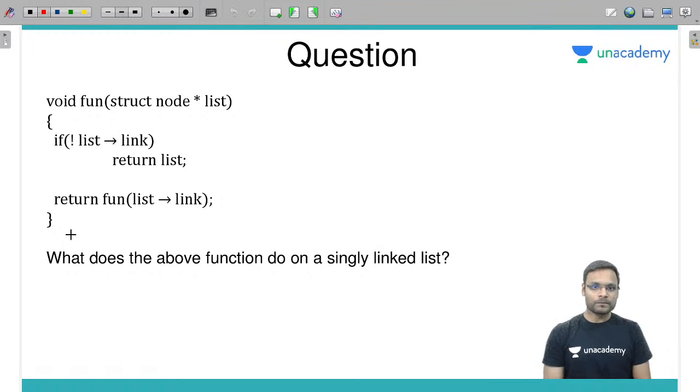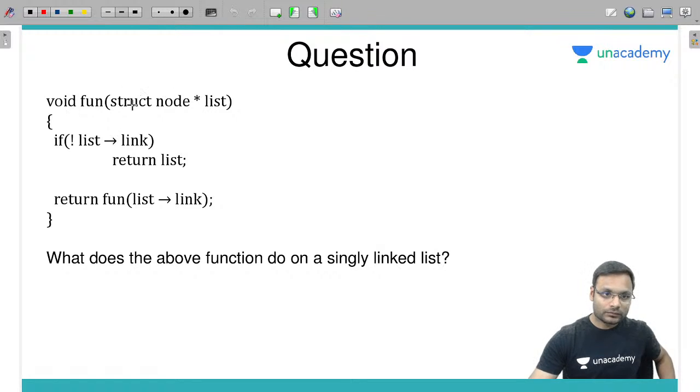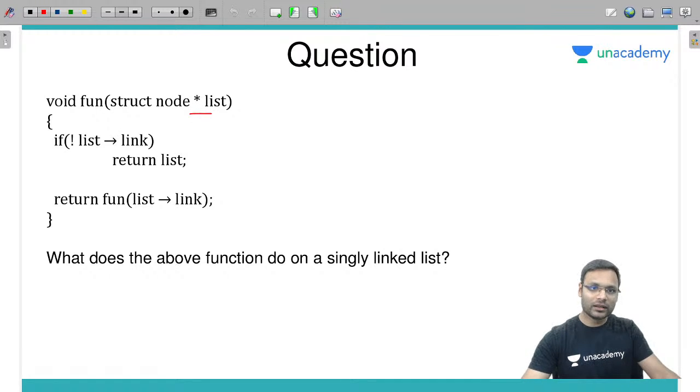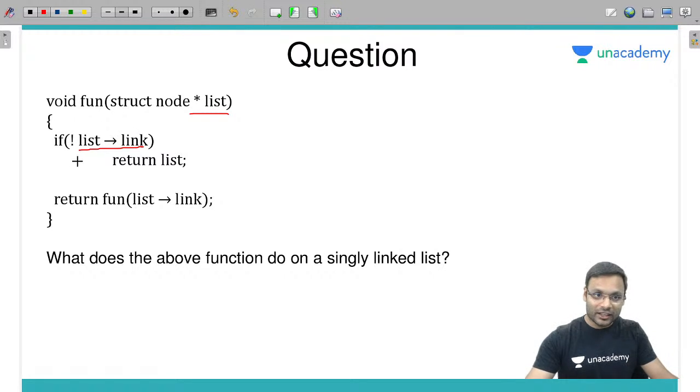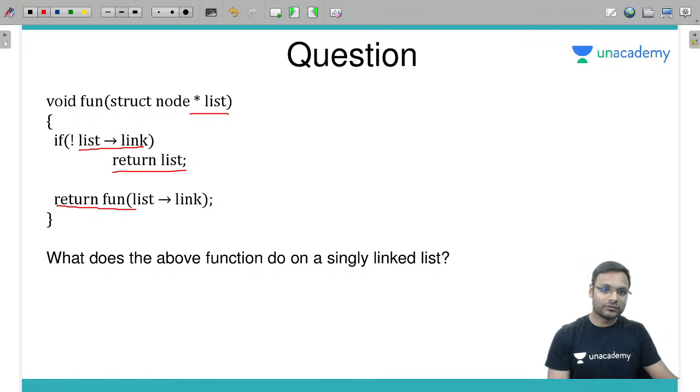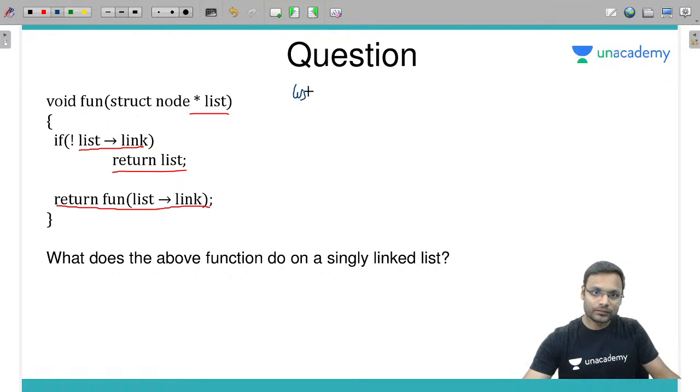Next question. Singly linked list. Quite fun. What does the above function do on a singly linked list? You have called the function with the list pointer. It checks if list's link is not equal to null. If the link is false, the negation is true. This condition will be true if the list's link is null, meaning only a single node, then return list. Otherwise return this. What exactly will this particular function do? Let's take a particular list.